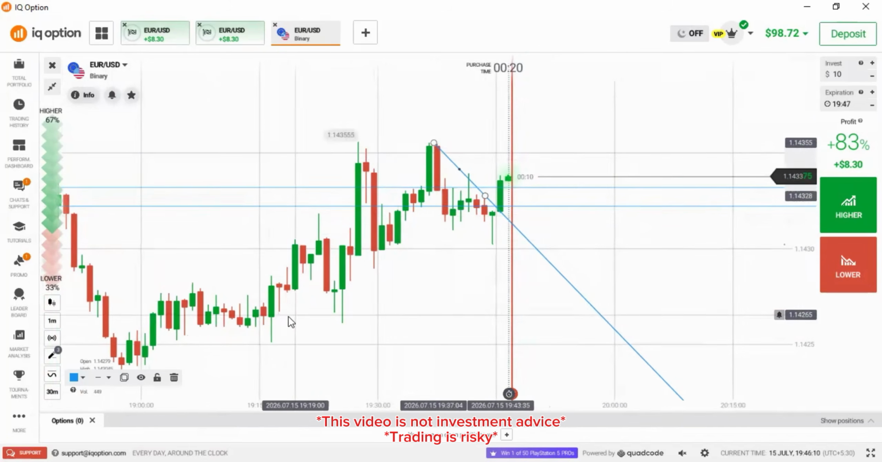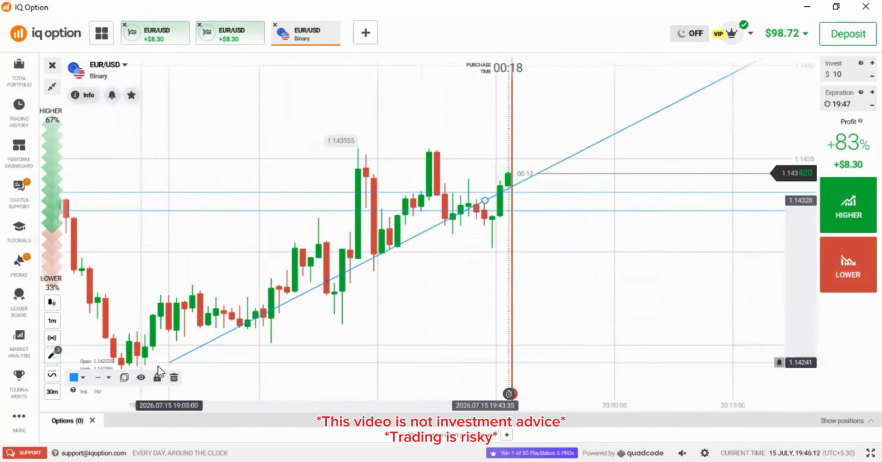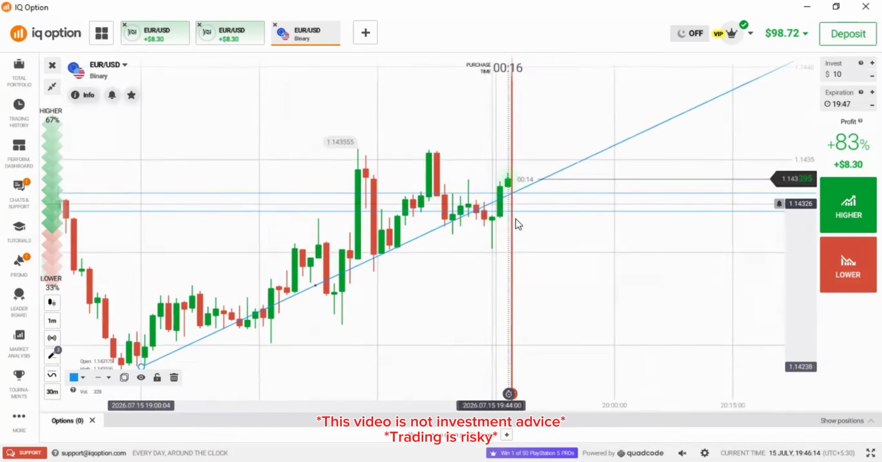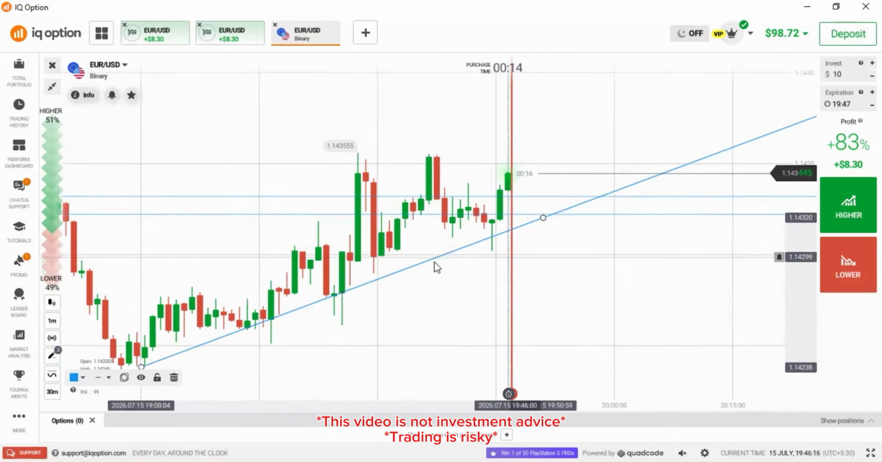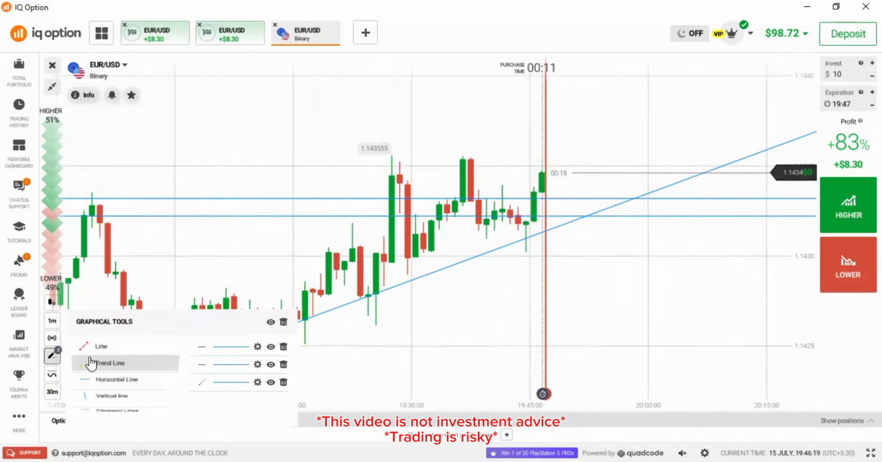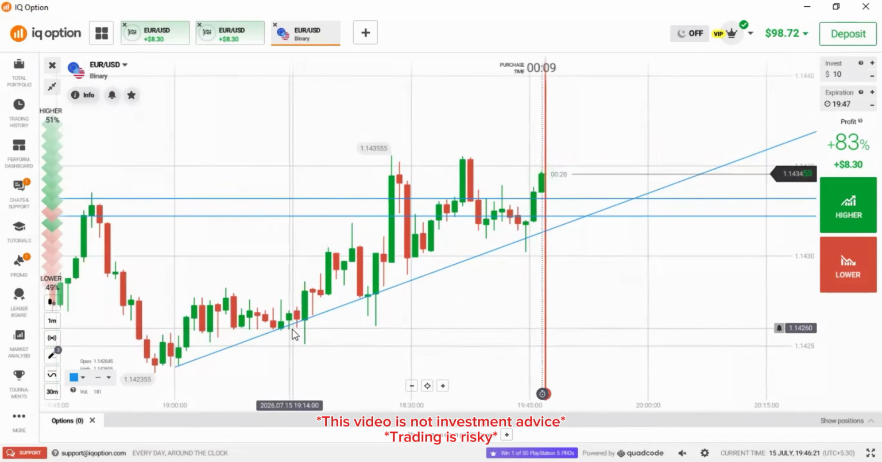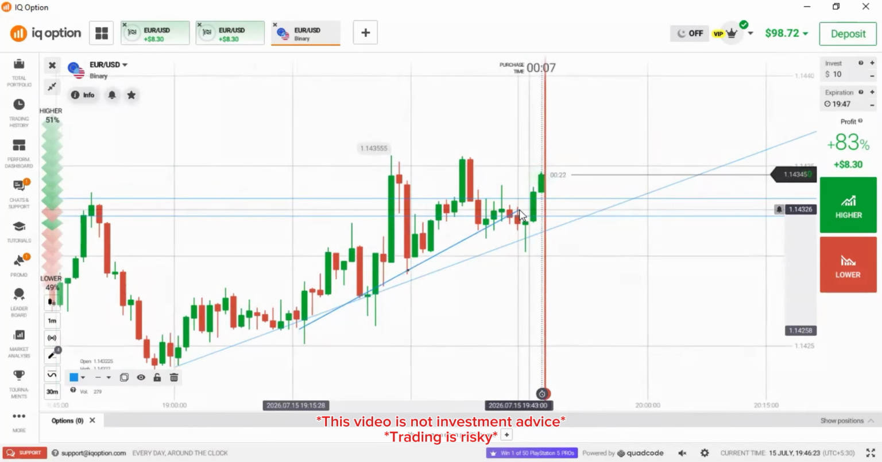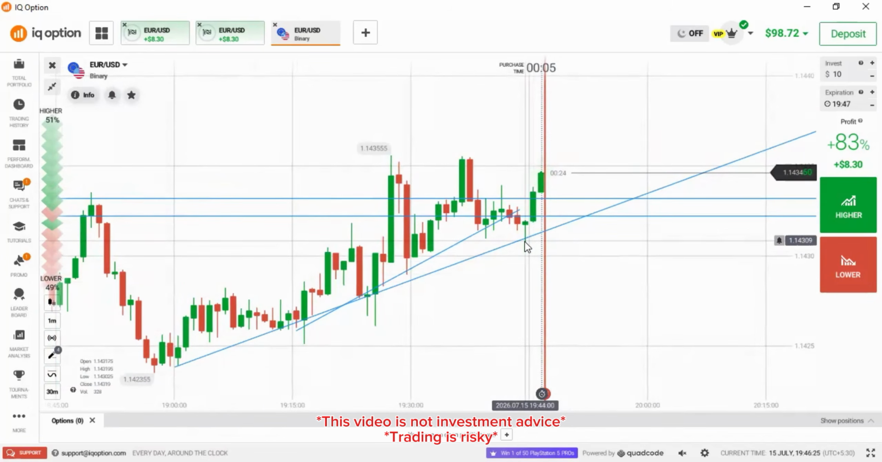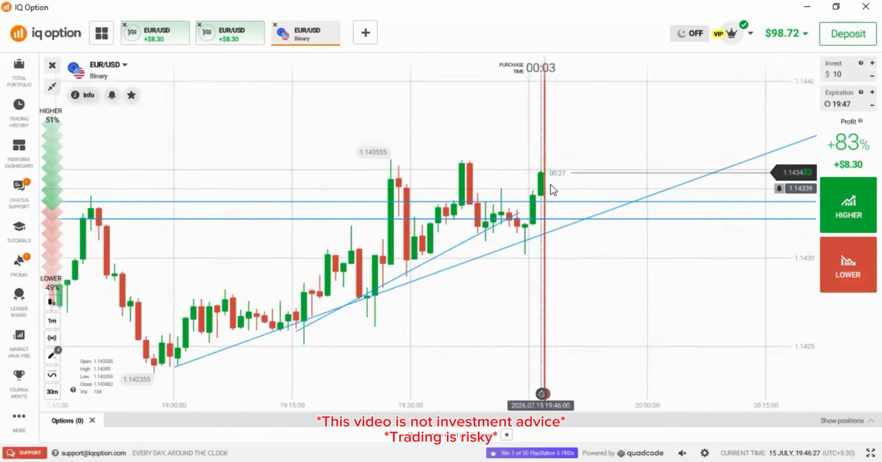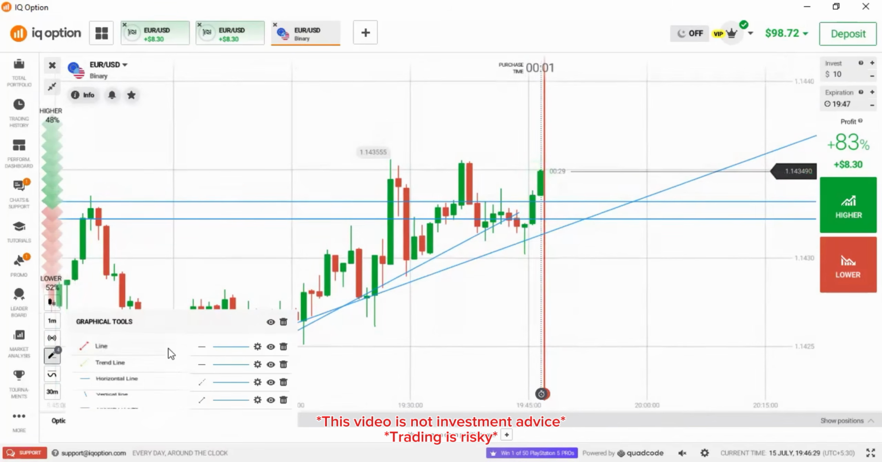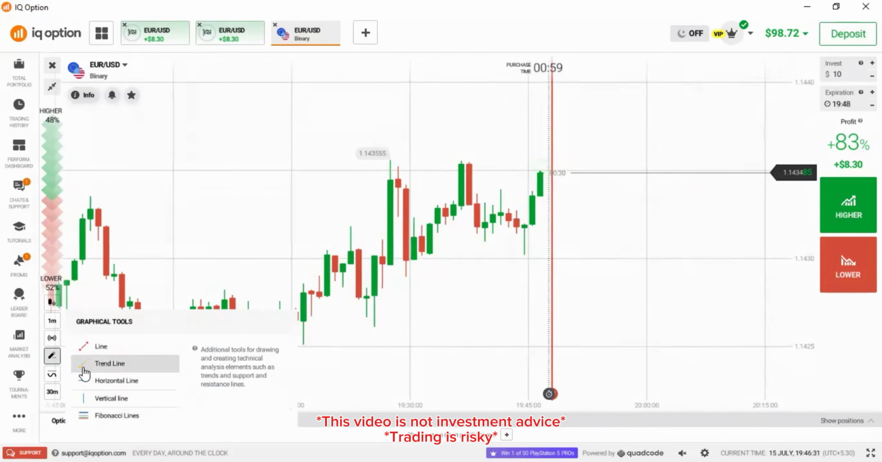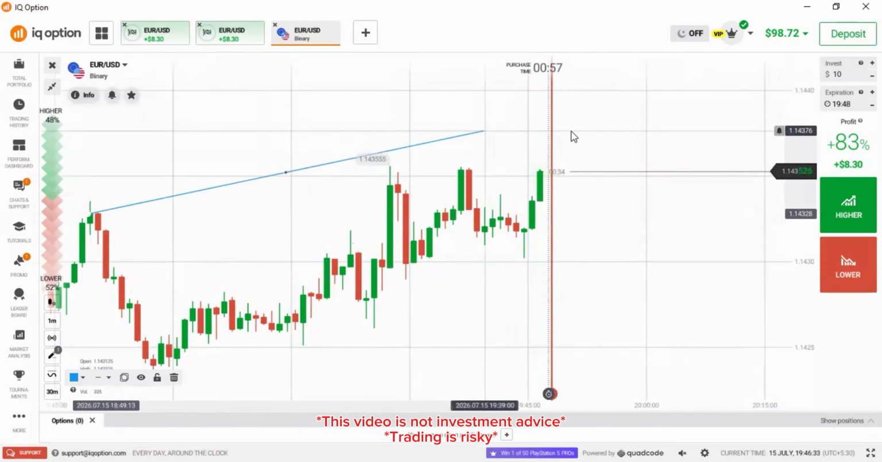So a breakout, a breakout in the market. Okay. So a breakout of this level and a reversal from this point. Again, the market started to go up. So the next level is here.